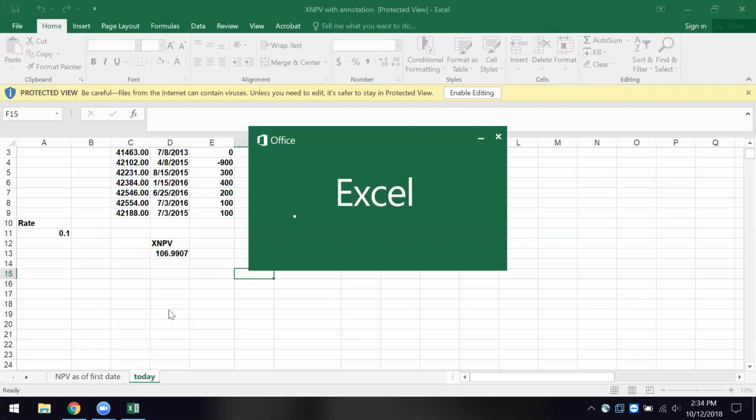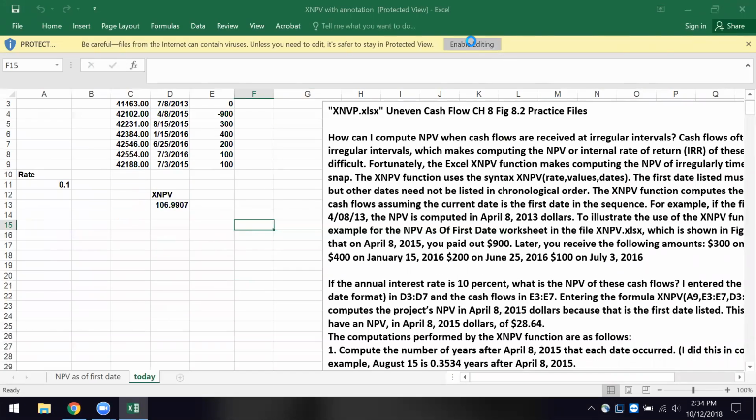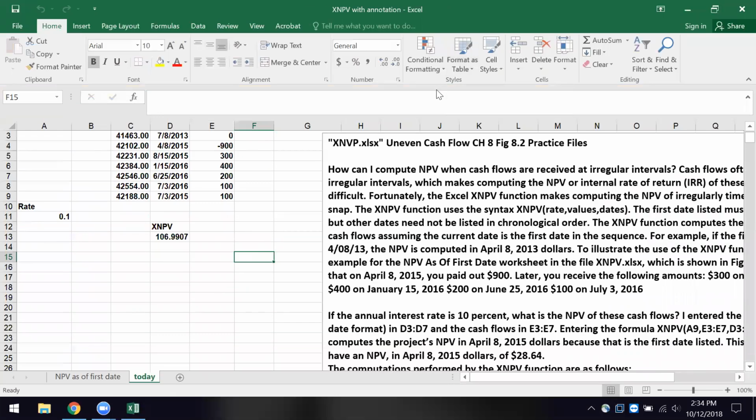XNPV is for those situations where we have what we call irregular cash flows, or what we call uneven cash flows. And we're going to see this now. The authors pose this question: how can we compute NPV when cash flows are received at irregular intervals? When we did the NPV, we assumed we're getting paid at the beginning of the year, the end of the year, or the middle of the year, or the period. Here, it's irregular.